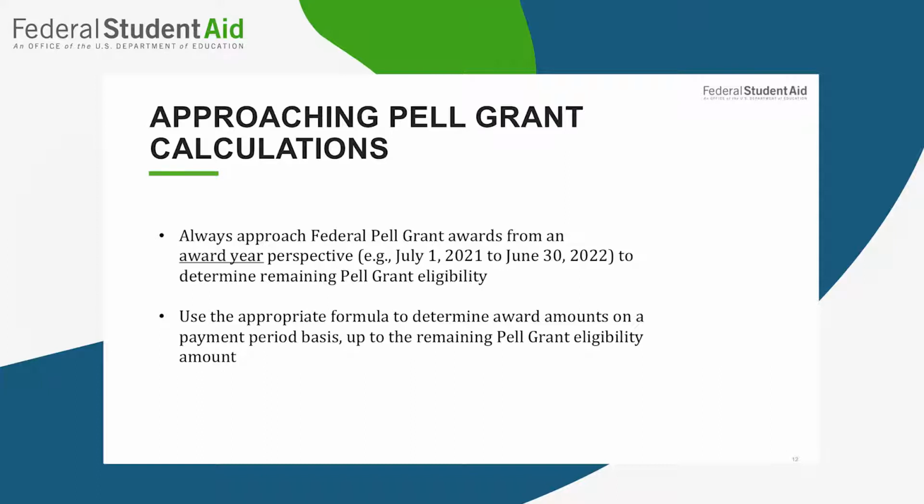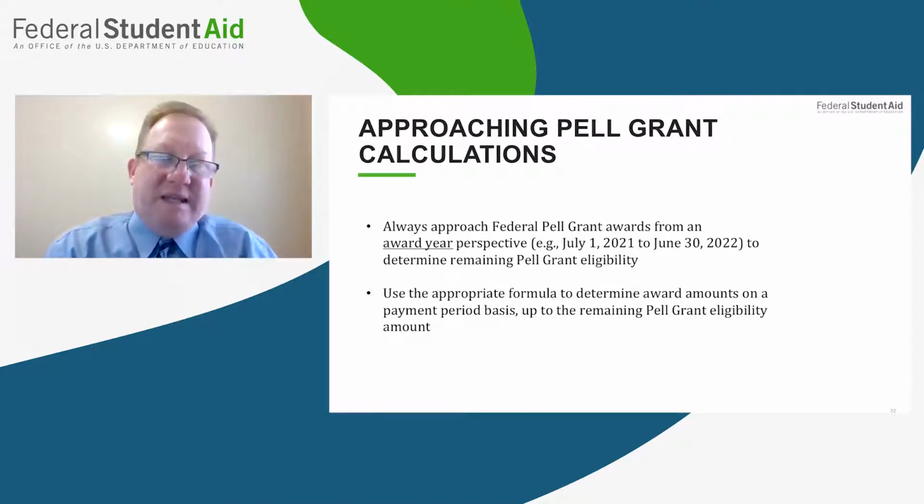When it comes to approaching these Pell Grant calculations, remember, you have to always approach the federal Pell Grant awards from an award year perspective. And the award year has a specific definition. The award year is always July 1 to June 30. That's different than a fiscal year or maybe a budget year. The award year has a specific definition of July 1 to the following June 30. You have to see which award year that Pell Grant fell into, and that's how you're going to track these annual limits.